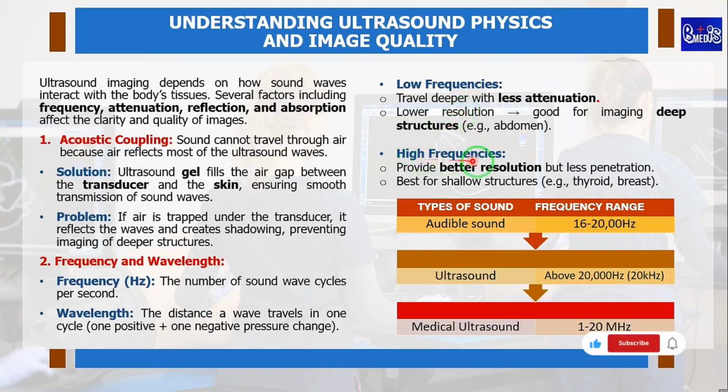Then high frequencies provide better resolution but less penetration, just like I explained. For shallow structures, e.g. thyroid and breast, high frequencies are very, very ideal. So most linear probes are built to function with high frequency, whereas curvilinear probes are built to function with low frequencies. Now let's look at the different degrees of sound energy, type of sound, and frequency range.